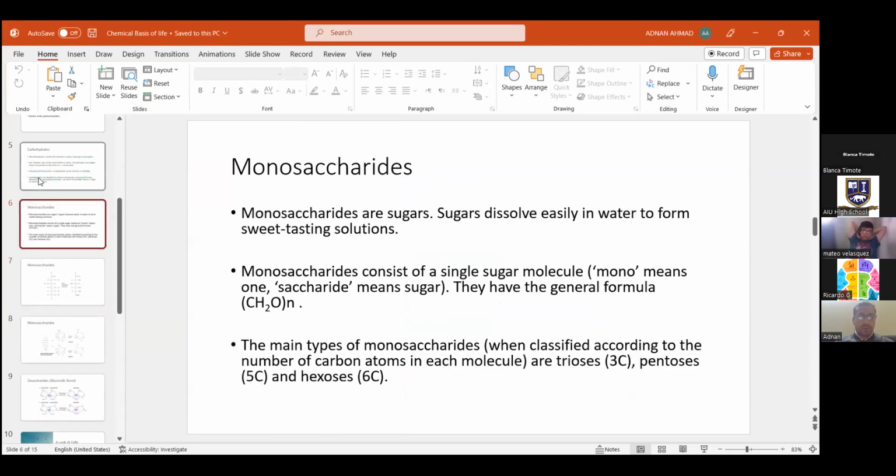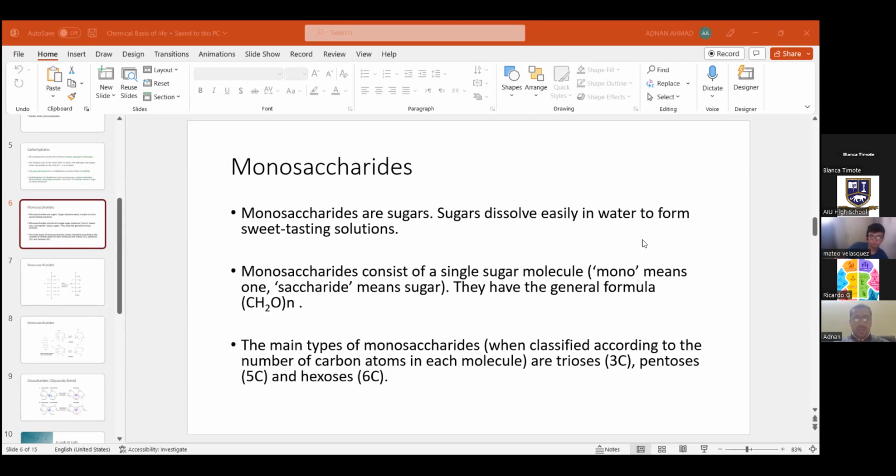Monosaccharide is the simplest form of a carbohydrate. Carbohydrates can be very, very complex. So the simplest carbohydrates are glucose, the sugar that you put into your tea, or the fructose in the fruit juice that you drink, and the sweetness that comes from it is because of the monosaccharide. So monosaccharides are sugars. Sugars dissolve easily in water to form sweet tasting solutions, as I just explained.